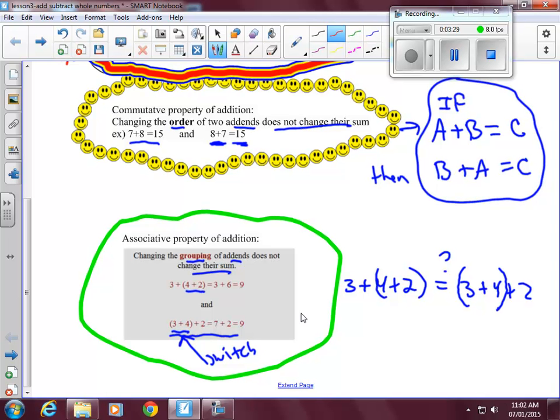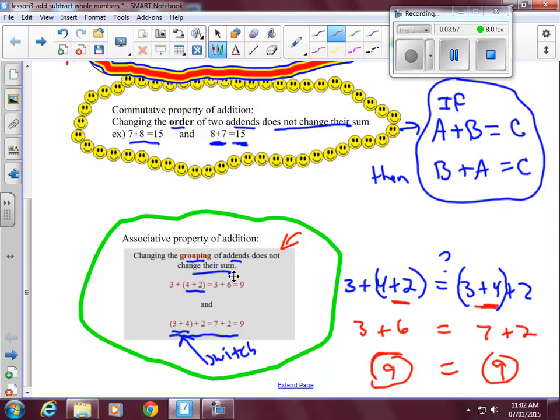Let's see that done in real time. Well, 4 plus 2 is 6, and 3 plus 6 would lead me to 9. Sorry, the pen was being fussy there. Here, 3 plus 4 would lead me to 7, but 7 plus 2 would also lead me to 9. 9 equals 9. Yes. So changing the grouping of addends does not change their sum. But remember, this will not work. So these two properties do not hold true for the operation of subtraction, okay?